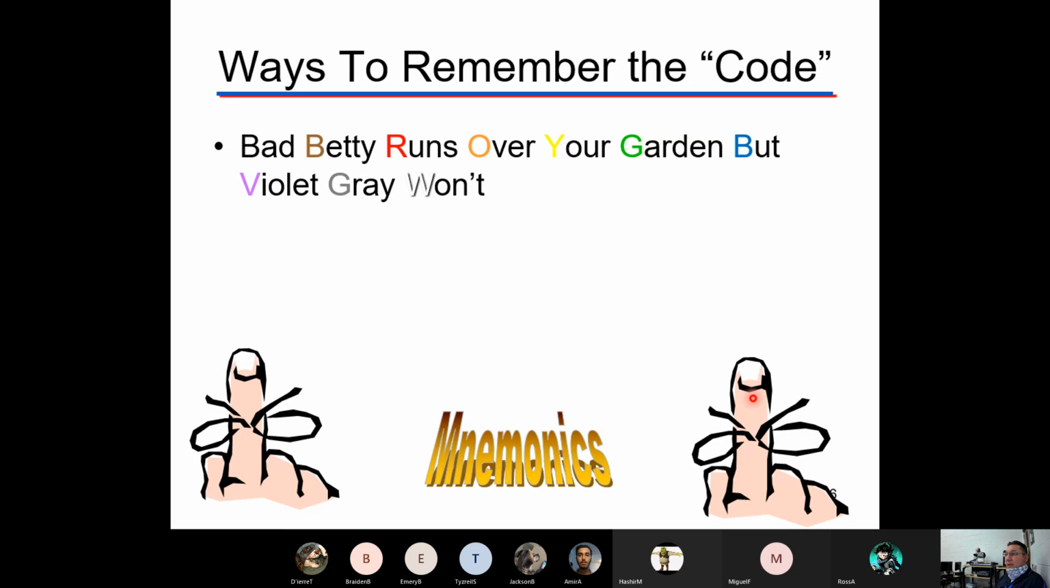Or you can remember that it's black, brown, and then the colors of the rainbow, and then gray, white. It's up to you how you want to remember that, but that's what it is. It's black, brown, then red, orange, yellow, green, blue, violet, since there's no purple, and then gray, white. So it's up to you guys how you want to remember that, but this particular one seems to be the best. Bad Betty runs over your garden, but Violet Gray won't.